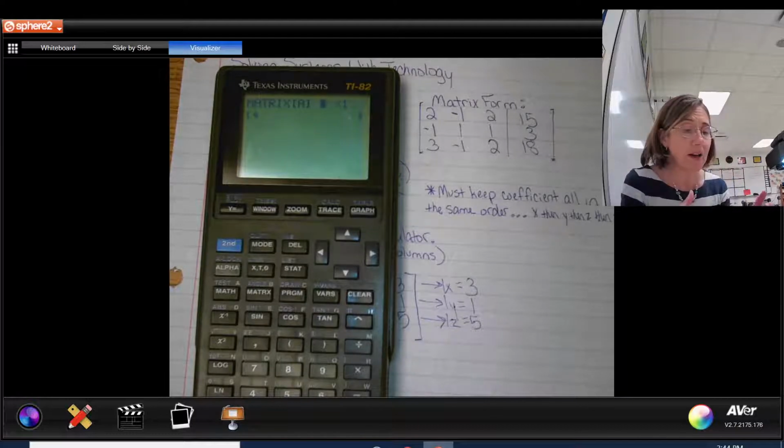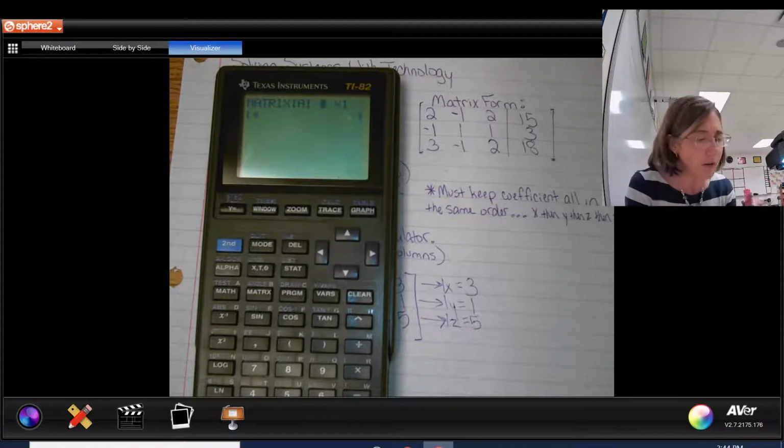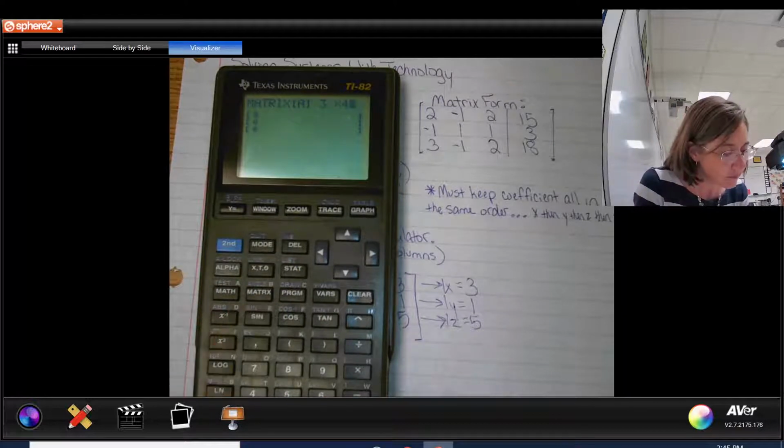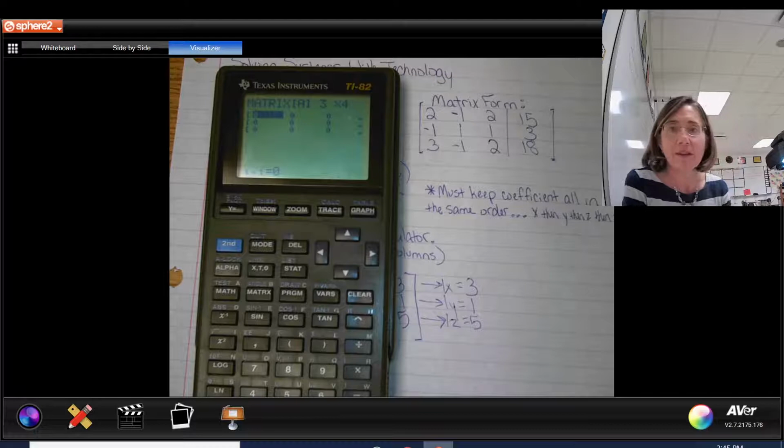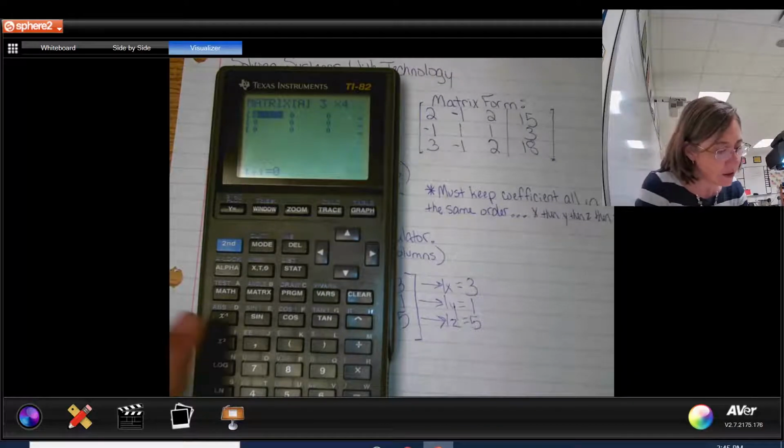And so this is where I'm going to put in how big of a matrix I need. So it gives me my structure. So I had 3 rows and 4 columns. So 3 by 4 is what I'm going for there. So it's giving me my space. So I'm going to get this entered now.